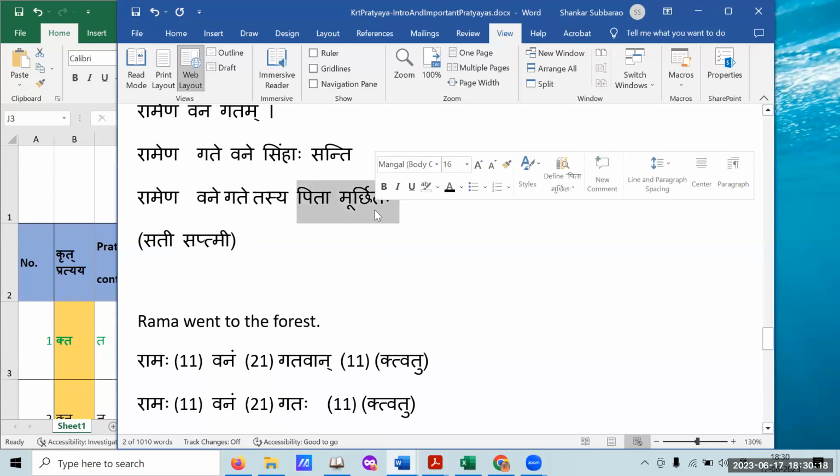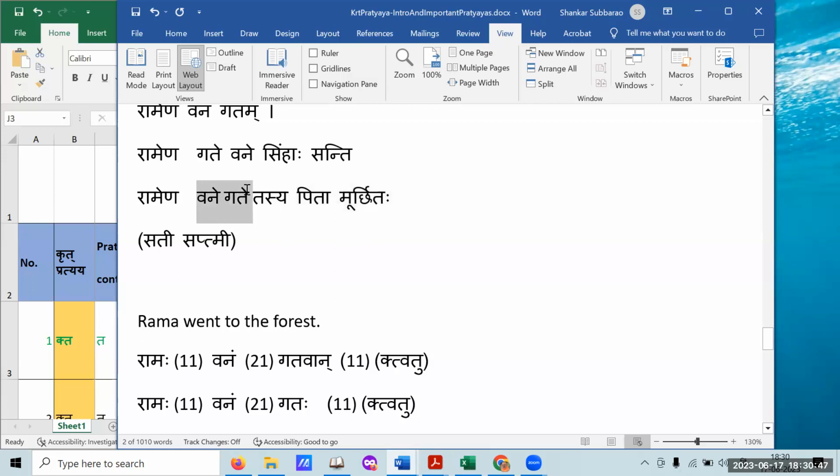Father fainted. Pita murchitaha. Again, ta pratyaya. Murchitaha. And I'm using it in the sense of kartari, like gata. Pita murchitaha. When did father faint? Ramena vane gate. Or Rame vane gate also is possible. So the point is, this vane gate will translate as when he went to the forest, not in the forest, in the going. The seventh case special use is called sati saptami.